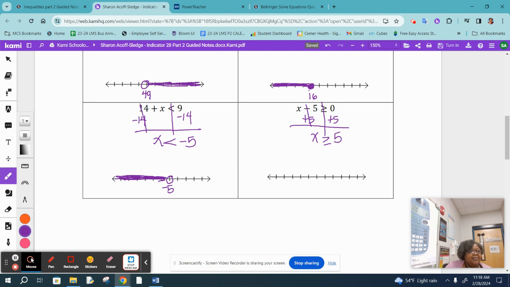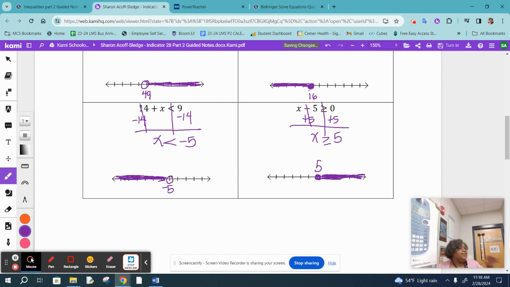Does it matter where I put my 5 on the number line? No. So I'm going to put my 5 right there and then shade. Do I need to put all the numbers on the number line? No. I'm looking at the direction that you shade.